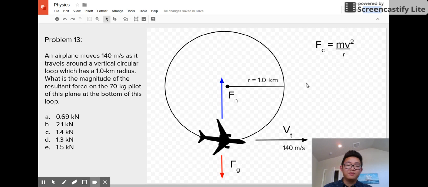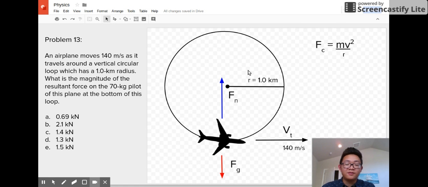Today we're doing midterm physics problem 13. This problem says an airplane moves 140 meters per second as it travels around a vertical circular loop, which has a 1 kilometer radius. What is the magnitude of the resultant force on the 70-kilogram pilot of this plane at the bottom of this loop?